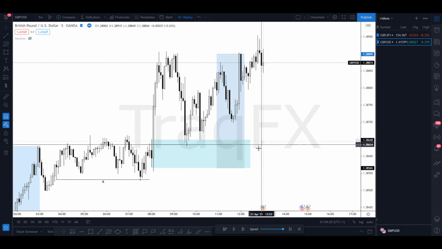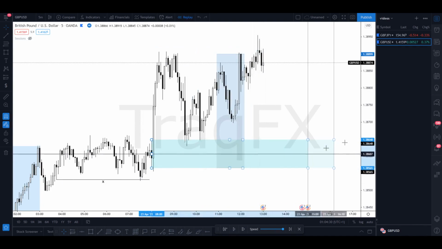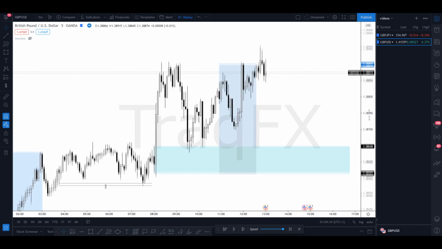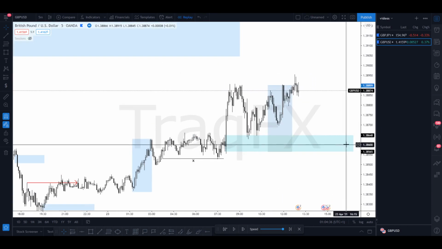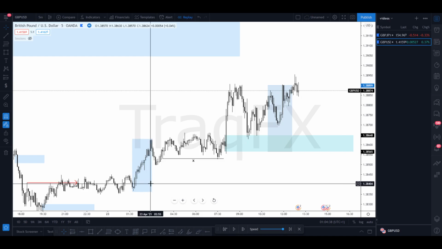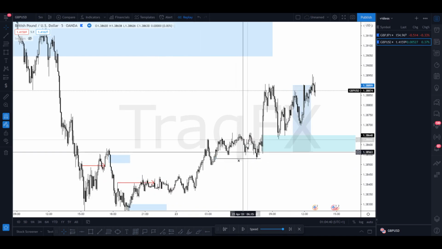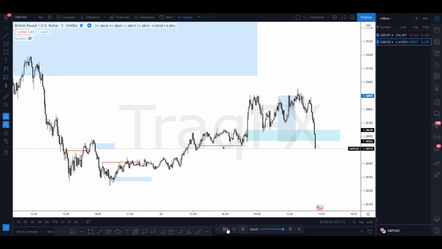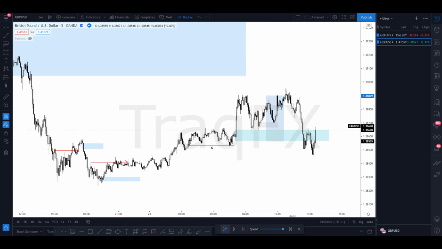Even though this is a 3-to-1, it doesn't matter, because at the end of the day, look at how much we're going for. We're going for 25 pips and risking 8 pips. The risk to reward at this point doesn't matter. And if anyone tells you that they're catching 100 to 1s with scalping, they're either lying or they're the best trader in the world. And in my opinion, I don't go for those type of things.